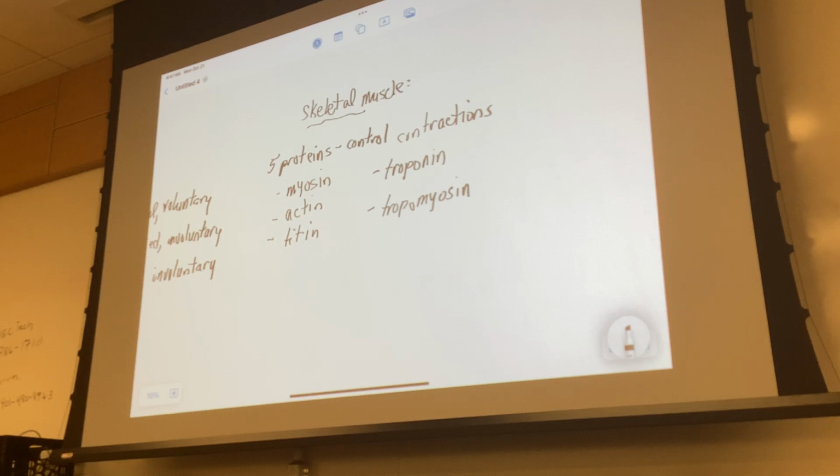So this is where we're headed. We're trying to understand how these proteins themselves, myosin, actin, titin, troponin, and tropomyosin, are organized. Because this structure is voluntary, the contraction itself is controlled by a neuron.